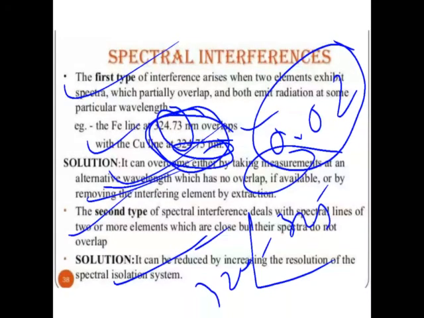And third one is spectral interference, in that the first type is where spectra overlap. Then in the second type, spectral lines are close but they are not overlapping. Okay, so that is the first type of interference and the second type of interference.